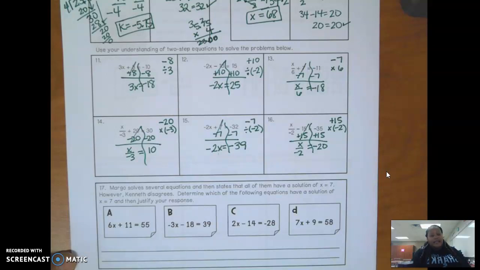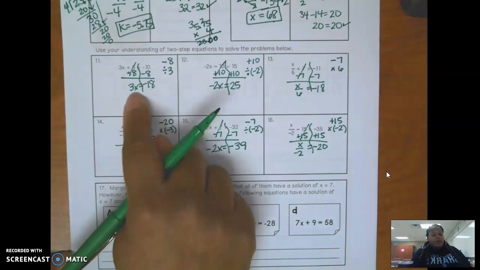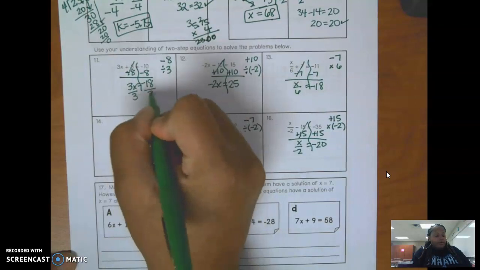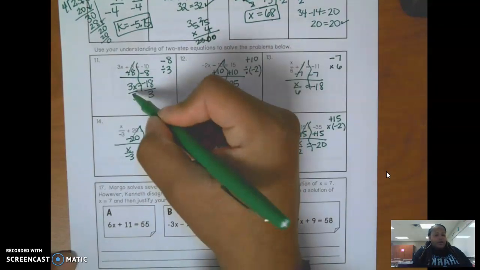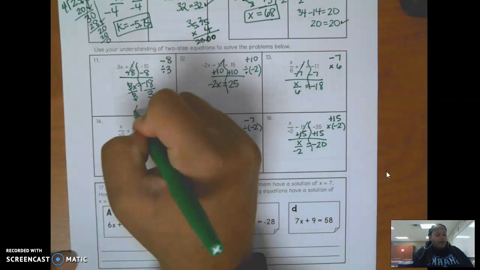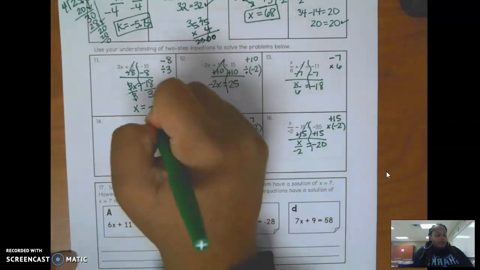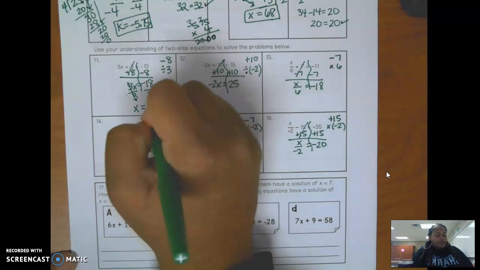Now I'm going to do the second step. Over here, this says 3 times a number. So in order to undo multiplication, in order to undo 3 times, I have to do divided by 3. So I'm going to divide by 3 on both sides. These 3's will cancel out. I'll be left with x equals negative 18 divided by 3, which is negative 6.